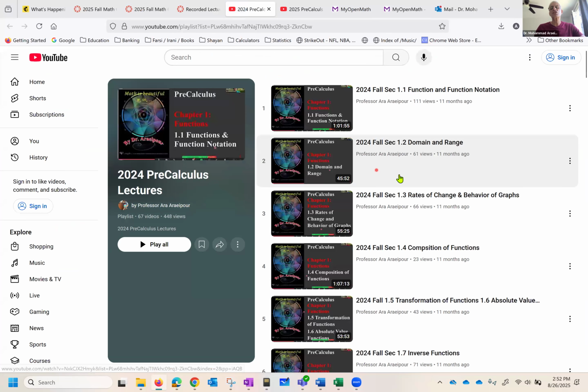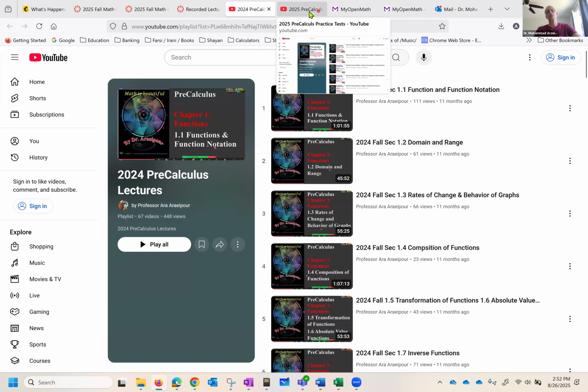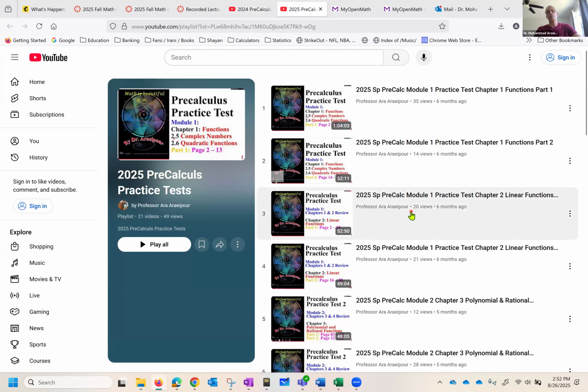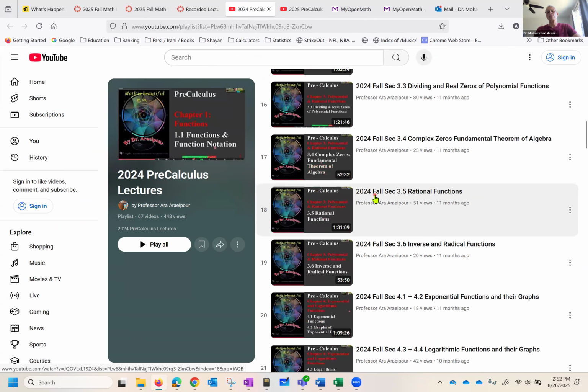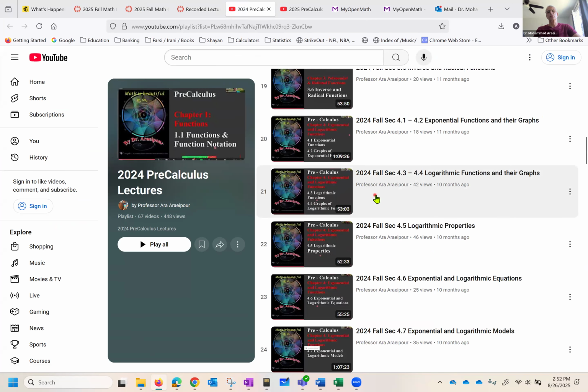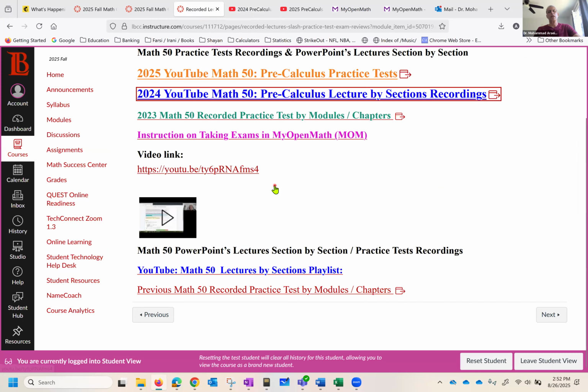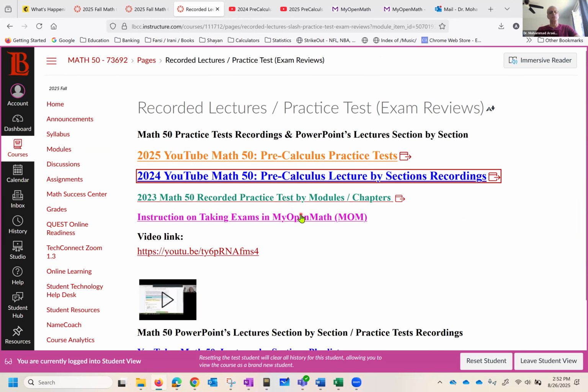Now, the next one is the lecture section by section. So we have the practice test exam reviews for each module, and we have section by section lecture right here. So as you can see, we have everything that we need to succeed. By the way, this is instruction on taking an exam in my open math. When we get to that week, I'll explain that, and it's a good idea that you watch it because we want to make sure we maximize our gain.